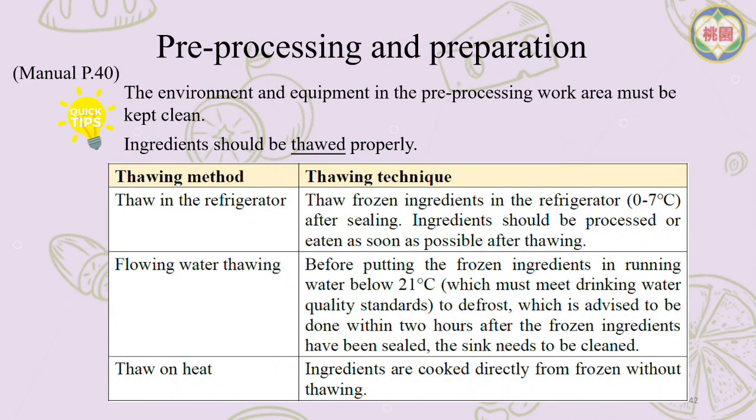Attention should be paid to the process of pre-processing and preparation. The environment and equipment in the pre-processing work area must be kept clean, and ingredients should be thawed properly. The correct thawing methods include thawing in the fridge, flowing water thawing, and thawing with heat. For details on the correct thawing method, please refer to page 40 of the manual.